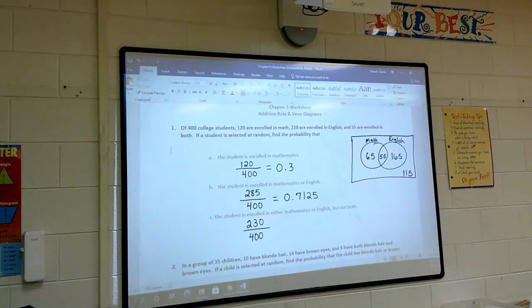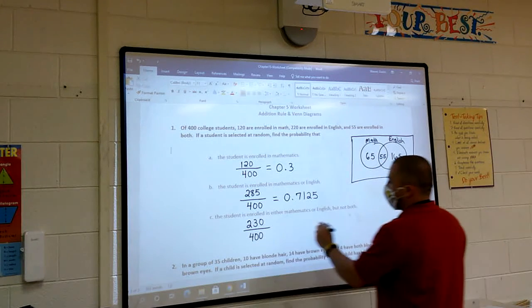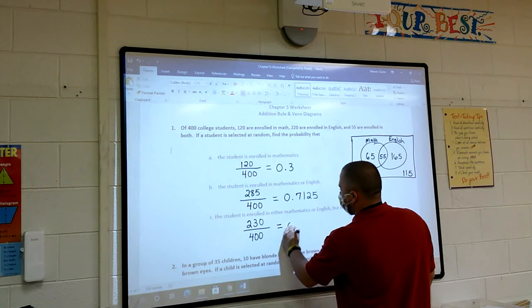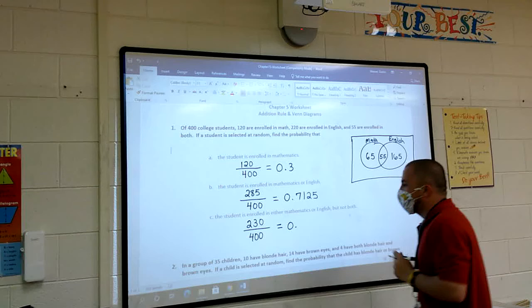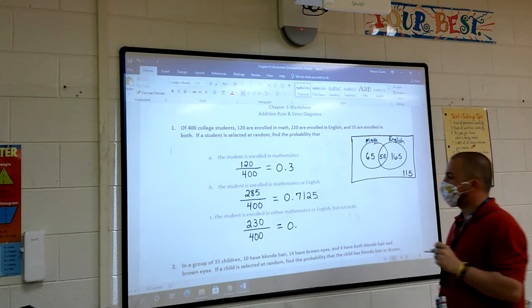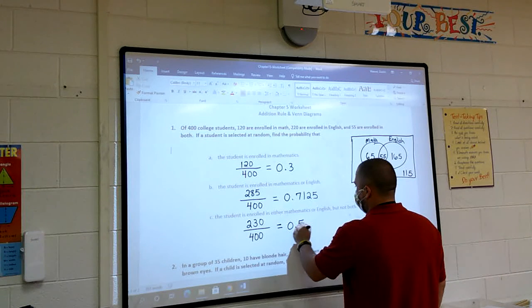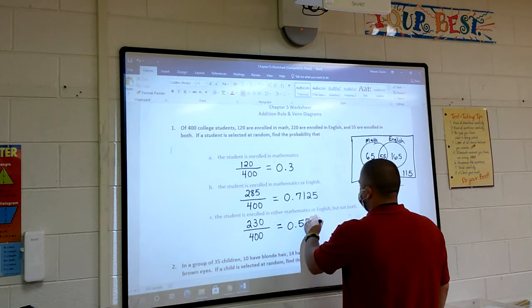Do we have to make the diagram for these problems? Yes, you absolutely have to make the diagram for every problem. So 230 divided by 400 gives me what? 0.575. So those are the steps.